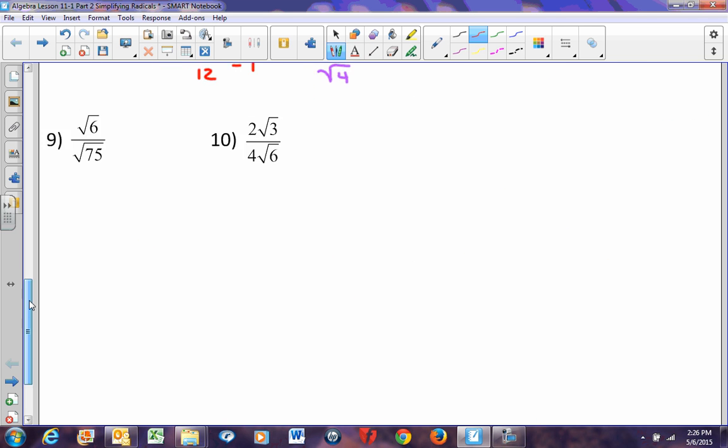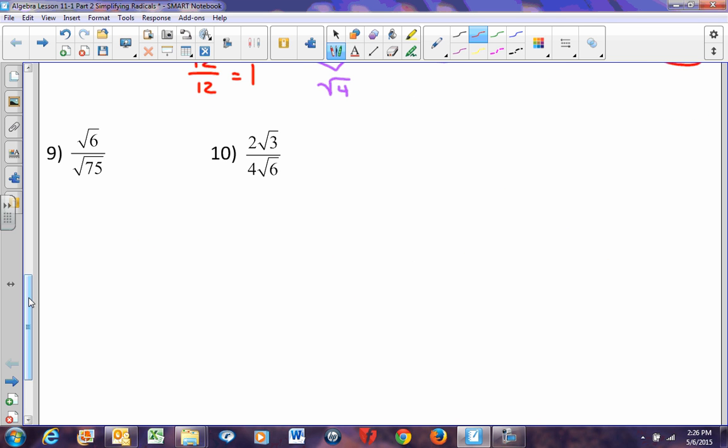Take a look at our last 2 problems here. I have the square root of 6 over the square root of 75. I don't know about you, but I don't want to be multiplying by 75s. I look at 75 and I think, can that be reduced first? It's the first thing my brain thinks of. Let's make this problem easier.